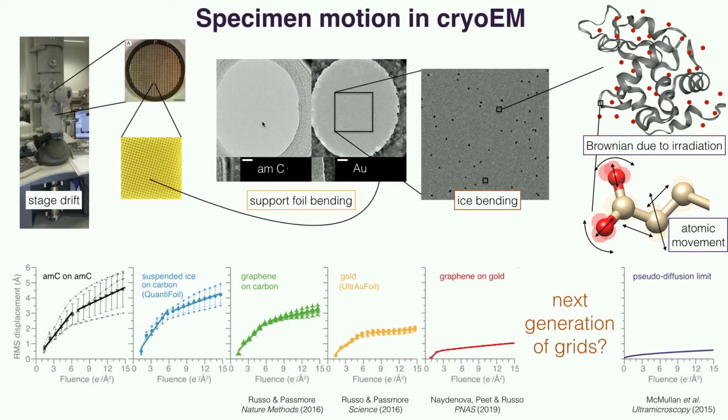And as you can see, the edge of the carbon hole basically came all the way over here, and the gold edge hardly moved. So again, this was mostly solved by the introduction of the all-gold specimen supports.